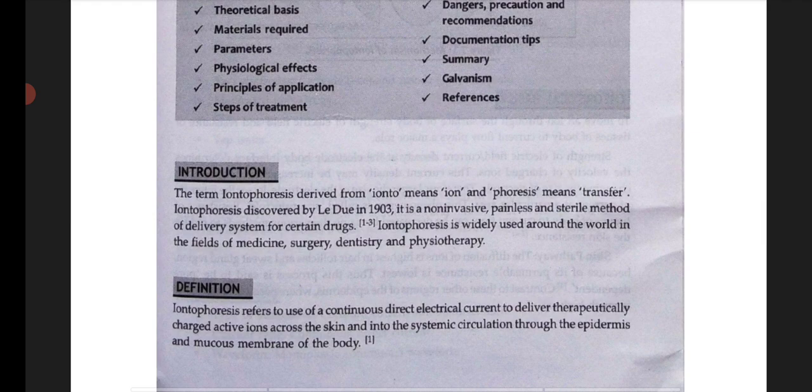Iontophoresis refers to the use of continuous direct electrical current to deliver therapeutically charged active ions across the skin and into the systemic circulation. So, what is iontophoresis? The transfer of ions by electrical current through the skin into the systemic circulation is known as the iontophoresis method. Okay, this is the definition of iontophoresis.